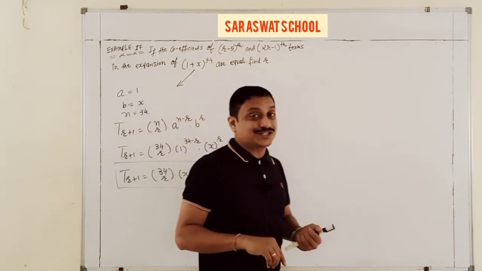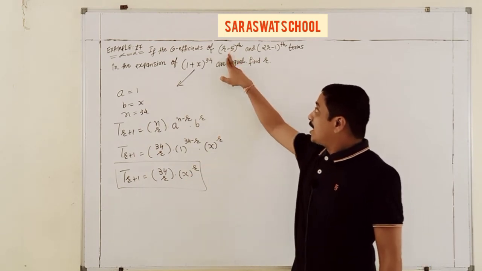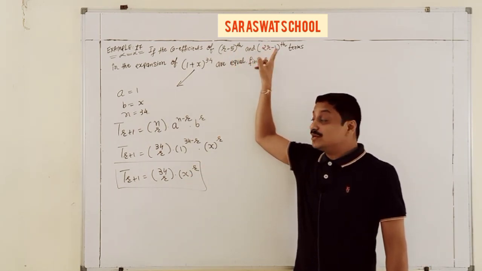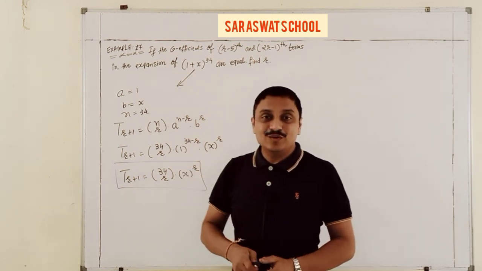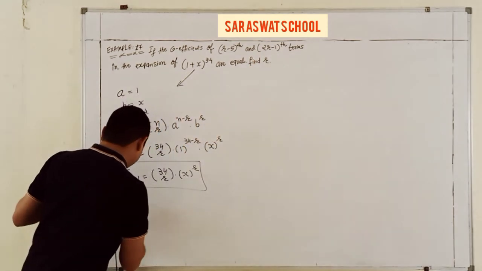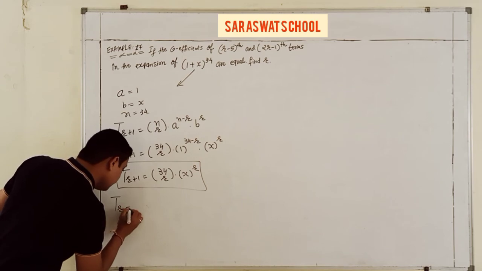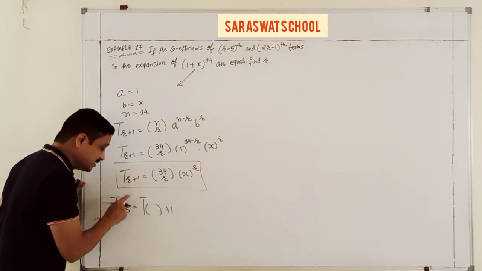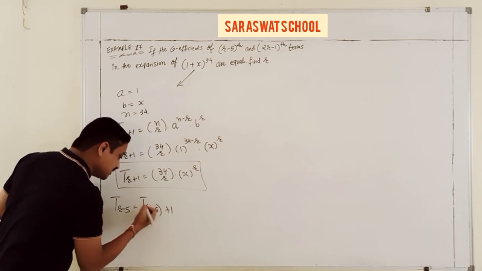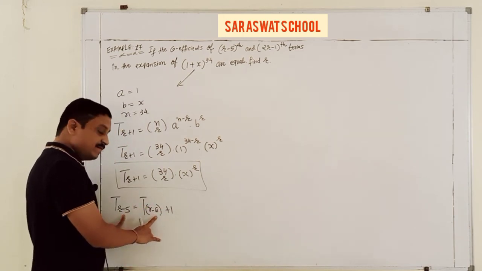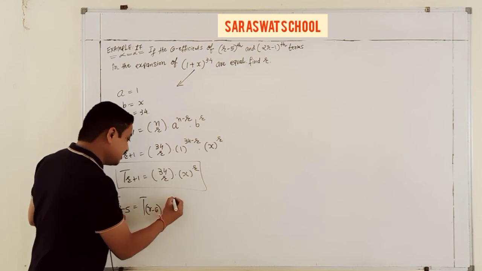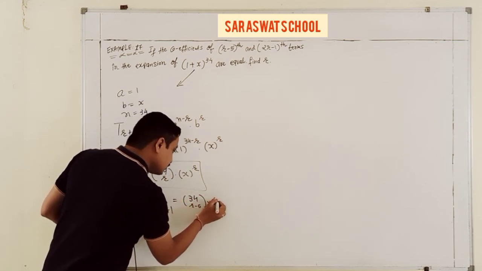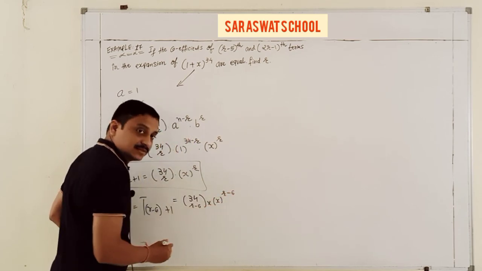Now read the question again: the (r minus 5)th term, the (2r minus 1)th term. So I had derived here the general term. For the (r minus 5)th term, can we write here plus 1 as necessary according to comparison? I here write r minus 6. Check: minus 5, minus 6 plus 1. And here 34C(r minus 6), x raised to (r minus 6). Statement 1.